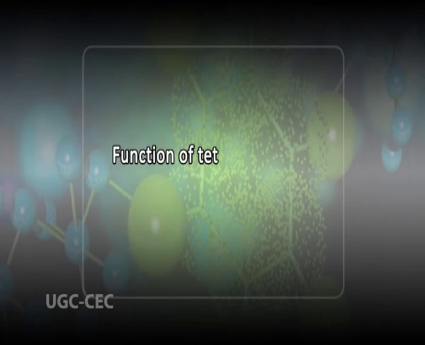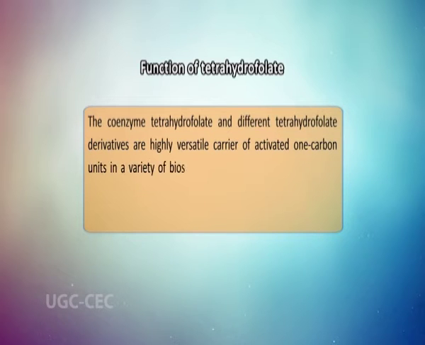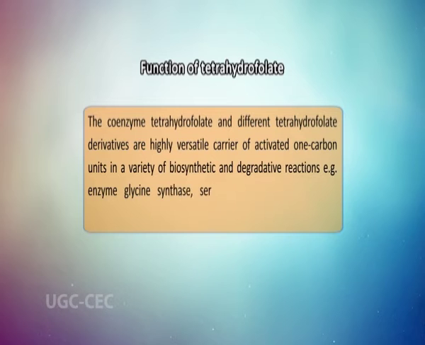Function of tetrahydrofolate, the folic acid coenzyme. The coenzyme tetrahydrofolate and different tetrahydrofolate derivatives are highly versatile carriers of activated 1-carbon units in a variety of biosynthetic and degradative reactions. Enzymes glycine synthase, serine hydroxymethyltransferase, and methionine synthase are examples of tetrahydrofolate containing enzymes.